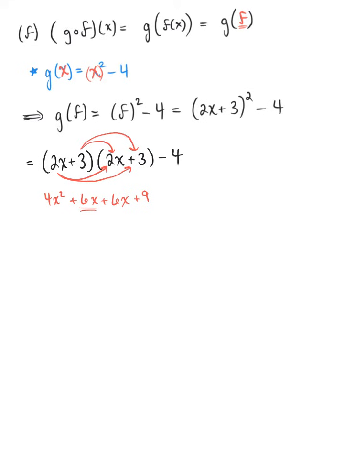And we see we have two like terms, or the two intermediate terms are the like terms. So this will become 4x squared plus 12x plus 9, and don't forget that minus 4 on the outside. So we can add up our two constant terms, and this leaves us with the beautiful final answer of 4x squared plus 12x plus 5.